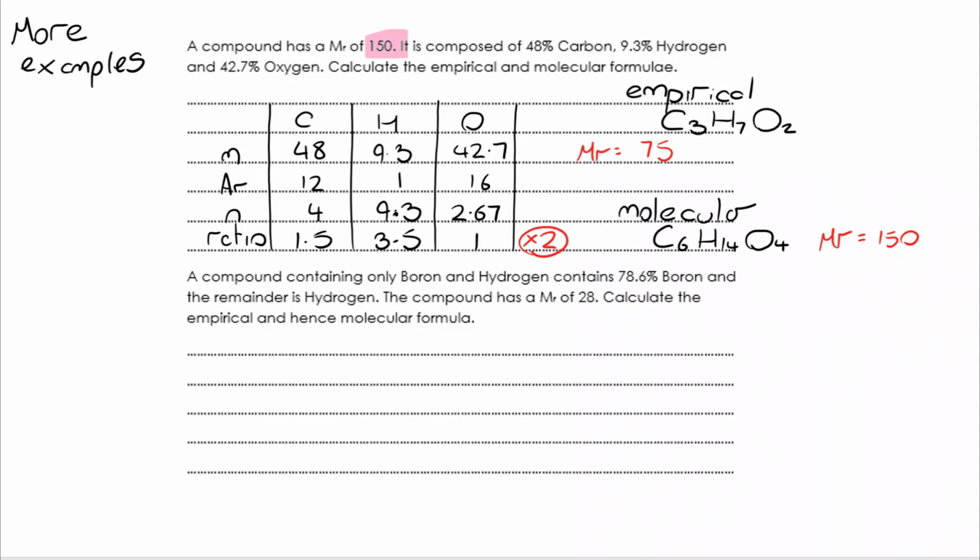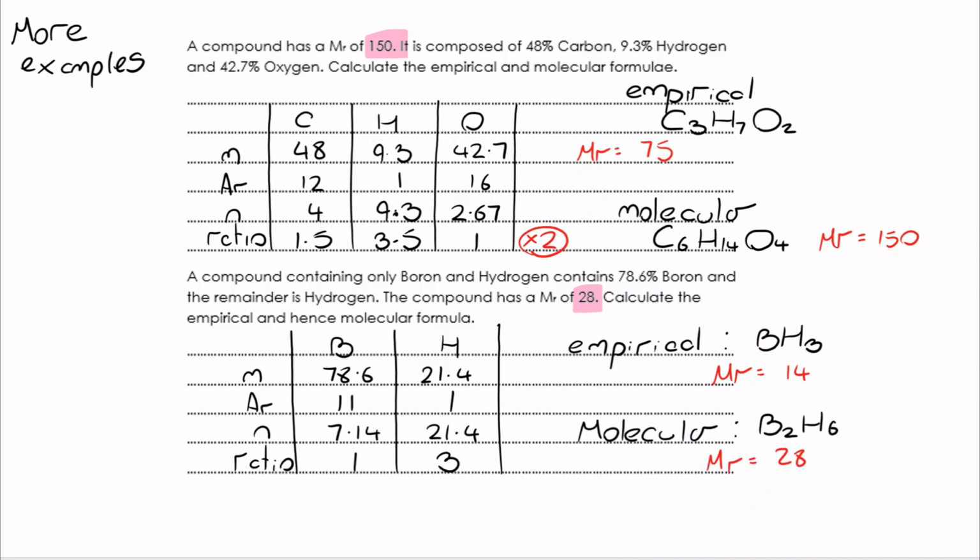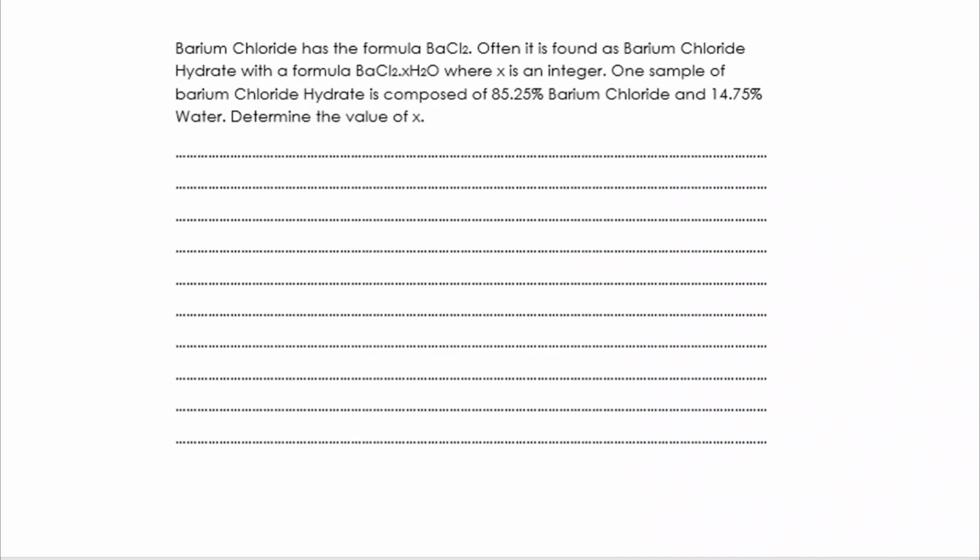On the next question, we have got B and H. I draw out my table. I put my masses in. I've had to calculate the hydrogen here by looking at what's left after the 78.6% boron. I put my atomic masses in, 11 and 1, calculate my moles, and then work out my ratio. Again, I've got an empirical formula here, BH3. That would have a molecular mass of 14, but the question tells us the compound has a molecular mass of 28, so we're doubling it. The molecular formula is therefore B2H6. And then we're going to move into some water of crystallization questions.